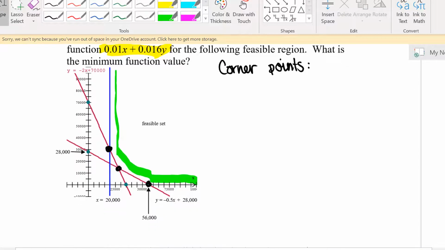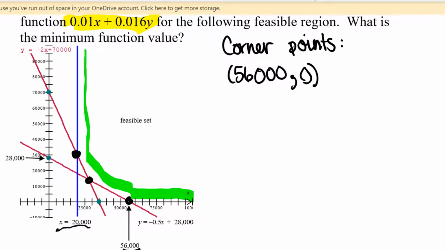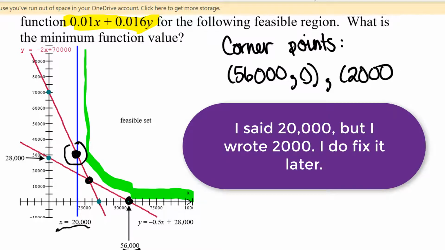They have it labeled for us. This 56,000 is the x and the y is 0. Okay, what about the other 2? Well, the blue line, or the vertical line, says its equation is x equals 20,000. So I know the x-coordinate of that point has to be 20,000. And when I say that point, I mean this one right here, because it is on that vertical line.